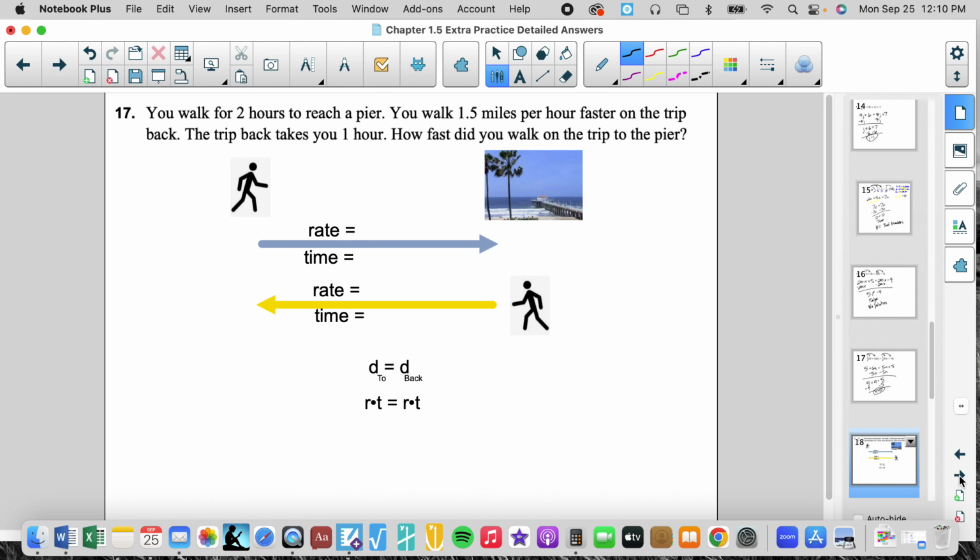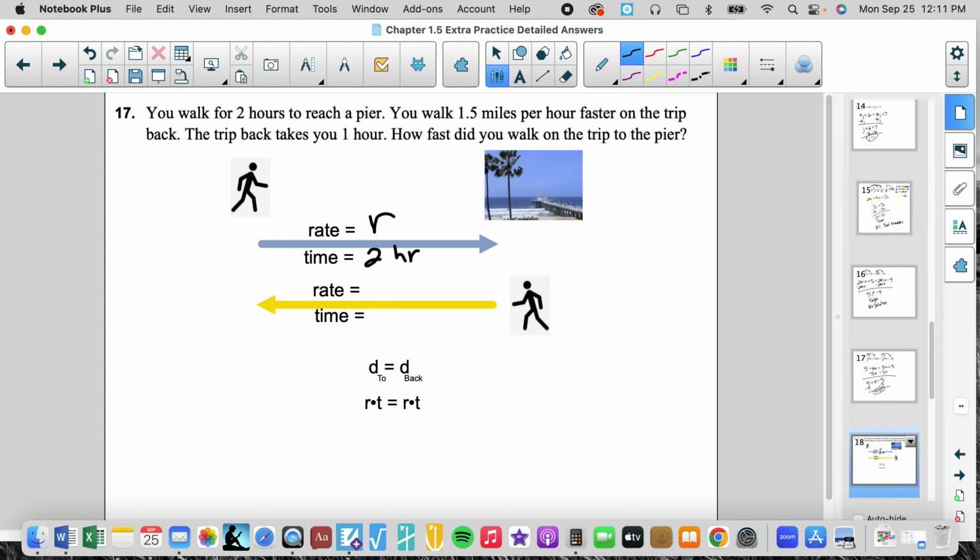All right, number 17. You walked for 2 hours to reach a pier. You walk 1.5 miles per hour faster on the trip home. The trip back takes you 1 hour. How fast did you walk on the trip to the pier? So we're going to use the formula distance equals rate times time. When I walk to the pier, I'm walking for 2 hours and I'm not given my rate, so my rate is r. I'm going to give the variable r and my time is 2 hours.